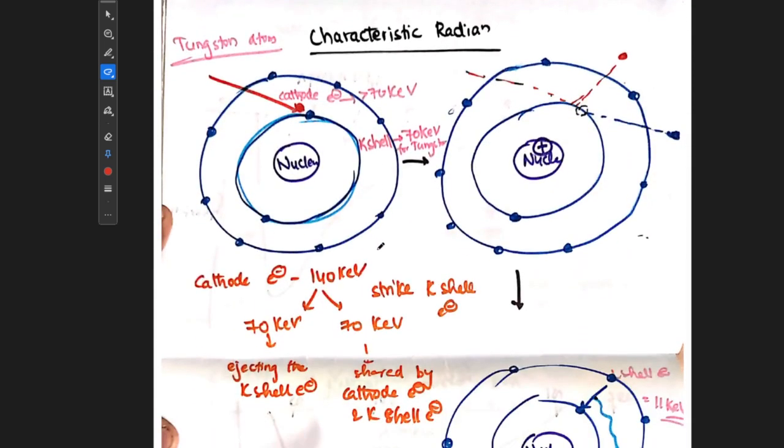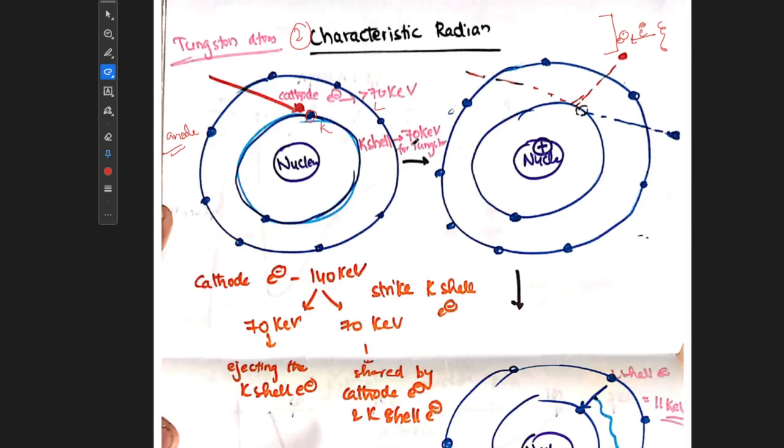The next important way of production of X-rays is characteristic radiation. This also occurs when electrons hit the target anode. This is the anode tungsten atom. When the electron hits, it will travel and hit an inner shell electron. This is the nucleus, this is the inner shell, that is the K shell, and this is the outer shell, the L shell. So the electron will hit the inner shell electron, that is the K shell electron.